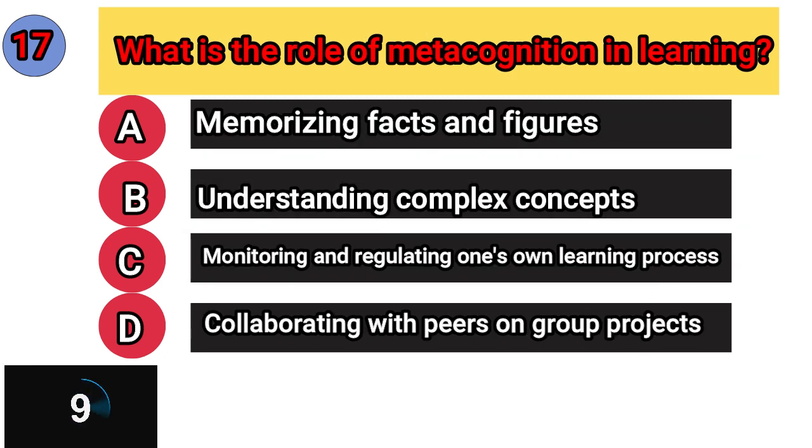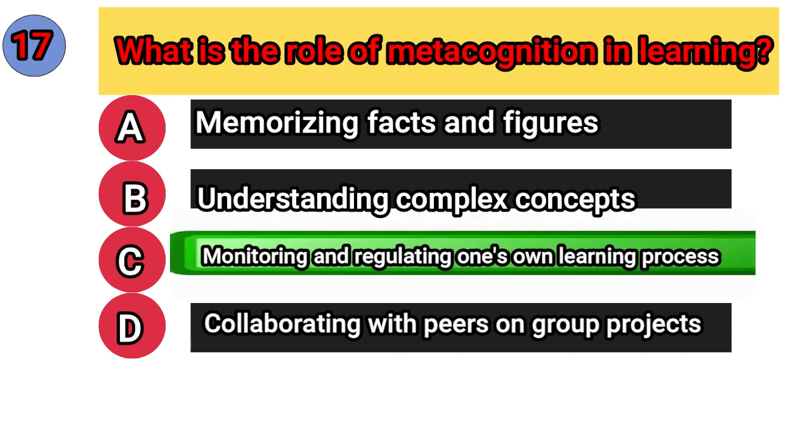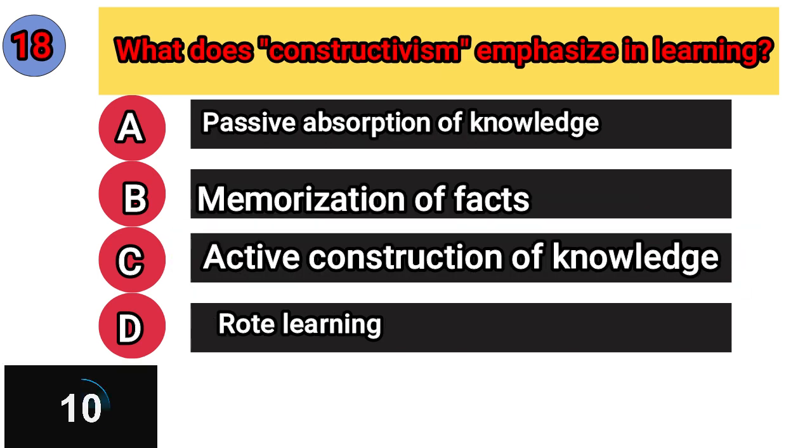What is the role of metacognition in learning? A. Memorizing facts and figures, B. Understanding complex concepts, C. Monitoring and regulating one's own learning, D. Collaborating with peers on group projects. Correct option is option C, monitoring and regulating one's own learning process. What does constructivism emphasize in learning? A. Passive absorption of knowledge, B. Memorization of facts, C. Active construction of knowledge, D. Rote learning. The correct option is option C.